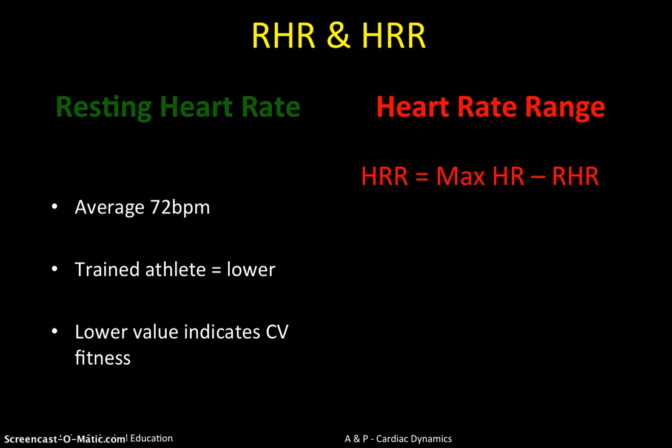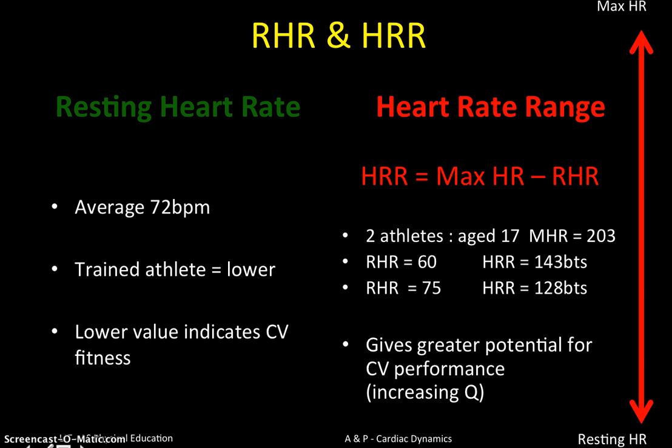Resting heart rate is important for fitness, but also in terms of heart rate range. You calculate heart rate range by taking your maximum heart rate and subtracting your resting heart rate. Here's resting heart rate down the bottom and maximum heart rate up the top, and the difference between those two values is your heart rate range, indicated by the arrow there. So here's a couple of examples.